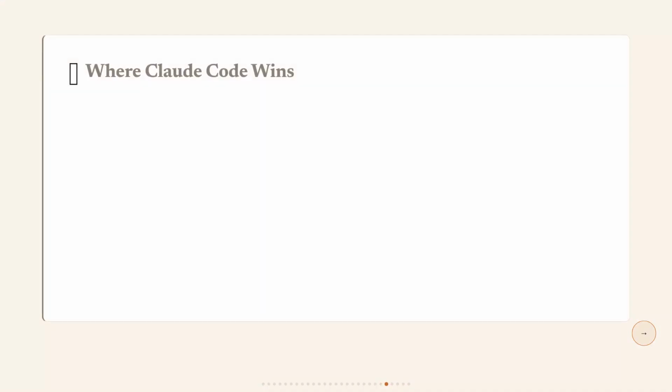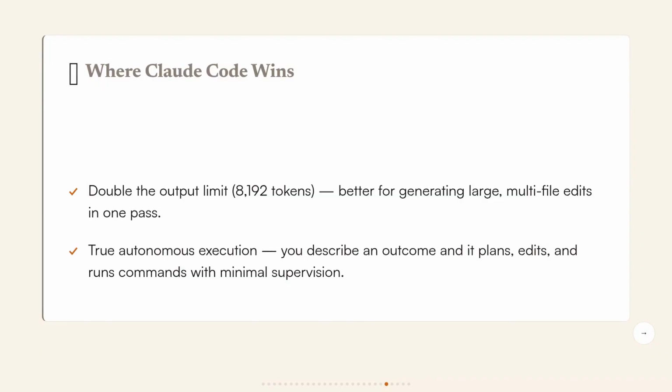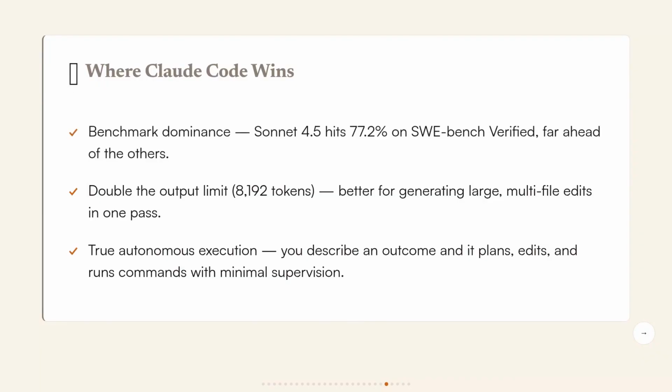Claude Code wins on 3 things. SWE bench at 77.2% for Sonnet 4.5, which is nearly twice Cursor's score and almost 3 times Copilot's 28.8%. Then 8,192 output tokens per response, double what the other two allow. And autonomous execution where you describe an outcome and it plans and edits across files without you touching the keyboard again.